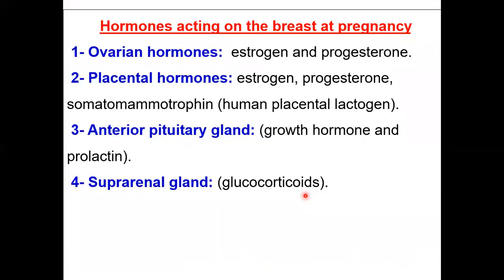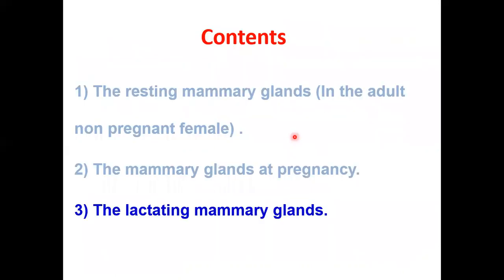Hormones acting on the breast at pregnancy. There are a lot of hormones, but we summarize the most important. Ovarian hormones: estrogen, progesterone. Placental hormones, which are the most numerous and most powerful: estrogen, progesterone, somatotropin, and we call it human placental lactogen. Anterior pituitary gland: growth hormone and prolactin, and both also work on the mammary gland. Suprarenal glucocorticoid. So you will find many hormones acting upon the mammary gland during pregnancy.